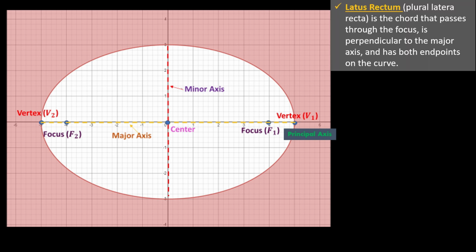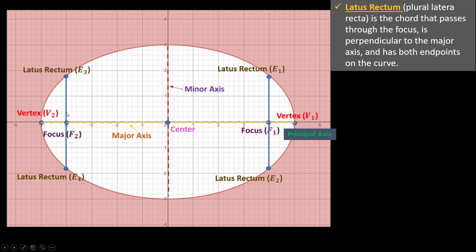So next, meron din tayong tinatawag na latus rectum. Since sa ellipse ay meron tayong dalawang latus rectum, so ang plural form niya ay latera recta. So ito yung ating latus rectum. So pagka sinabi nating latus rectum, this is the chord that passes through the focus. So ito yung focus natin. So ito yung line that passes through the focus and also perpendicular to our major axis. So ito yung major axis natin. So ngayon din, ang sabi rin natin, yun daw endpoints niya ay nandun sa curve ng ating ellipse. So, ito yung endpoints niya.